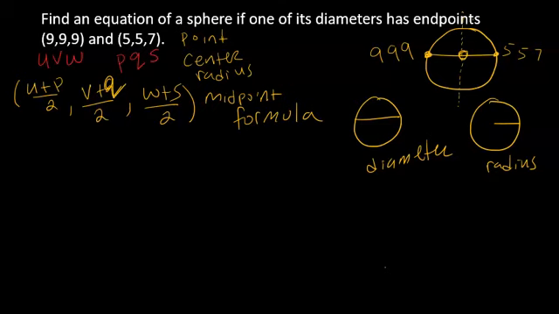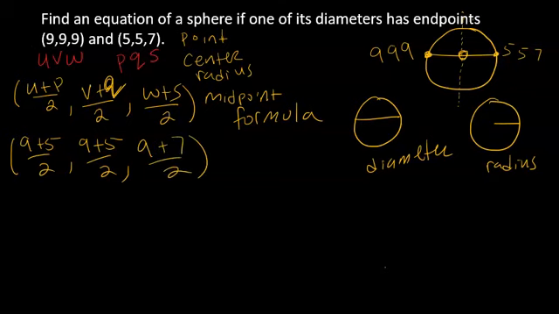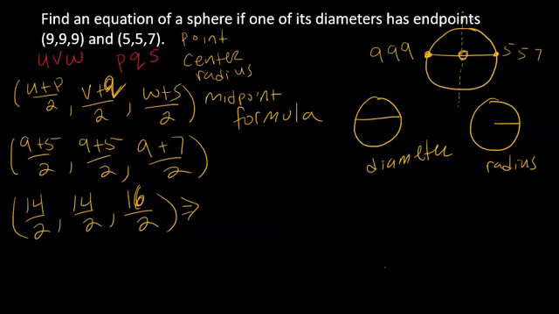So it's going to look like 9 plus 5 over 2, 9 plus 5 over 2 again, and 9 plus 7 over 2. What does that give me? It gives me 14 over 2, 14 over 2 again, and then 16 over 2. Can I simplify it further? Yeah, with these 3 I can. So what does it give me? It gives me 7, 7, 8. This is my center or my midpoint.